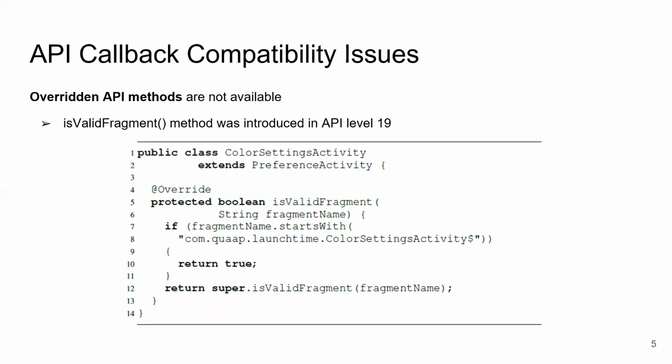API callback compatibility issues occur when an overridden API method in an app is missing in the API level of the device and is invoked by the underlying operating system in response to an event. In this example, the marked overridden API method was introduced in API level 19. If the app is installed on a device with API level 18 or less, it will crash on the invocation of this API method.